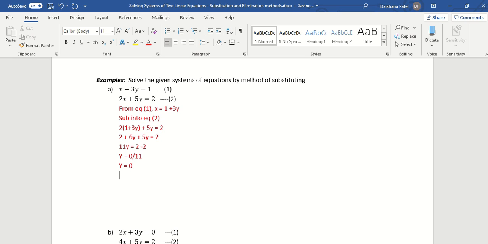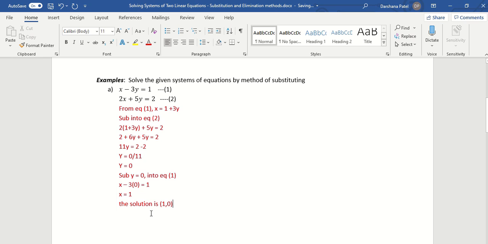Now we have y equals 0, so we'll substitute y equals 0 into any of the equations. Let's say into equation 1. What we get now is x minus 3 times 0 equals 1. Simplifying this, we get x minus 0, which is x, equals 1. So the solution here is x equals 1 and y equals 0.